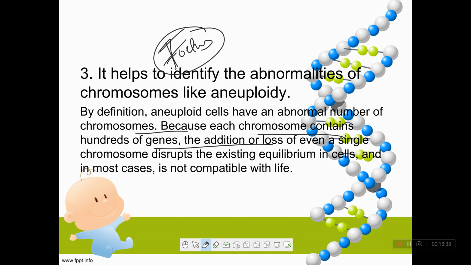Karyotyping is most helpful. Karyotyping to identify abnormalities in the fetus takes place by two methods. First, by taking the blood of the pregnant woman, and second, by taking the amniotic fluid of the fetus.